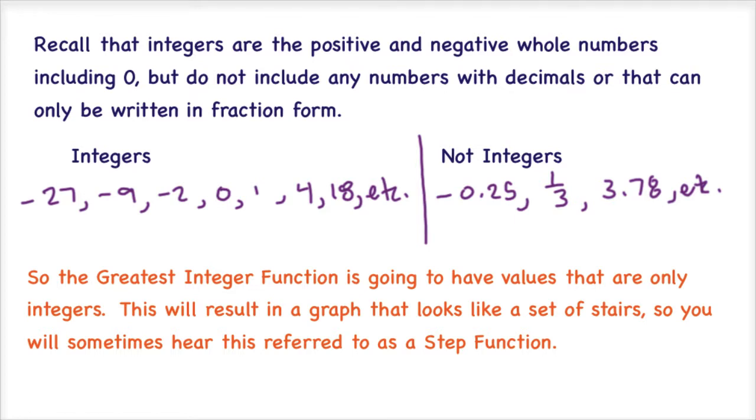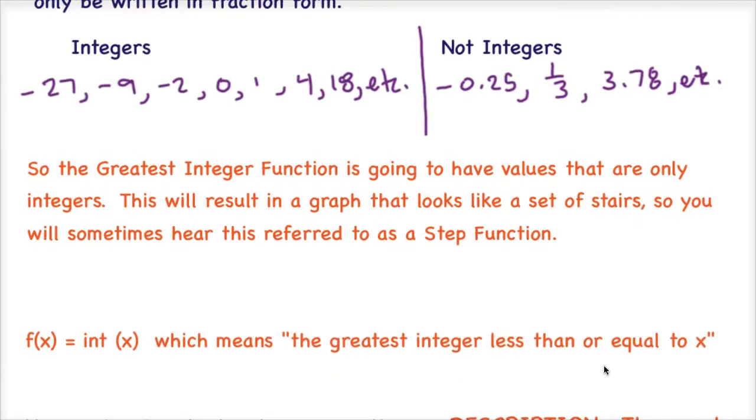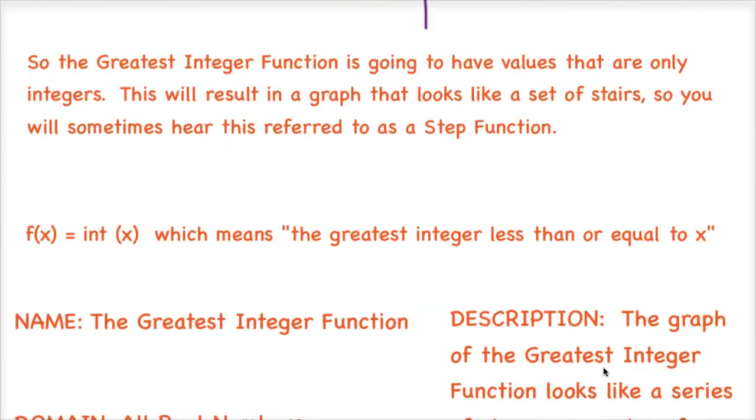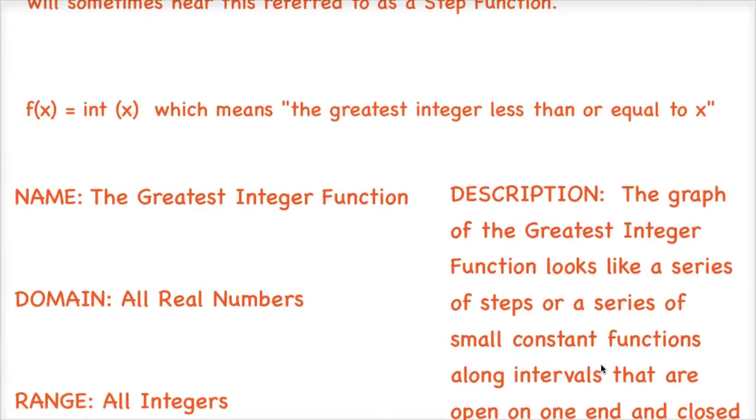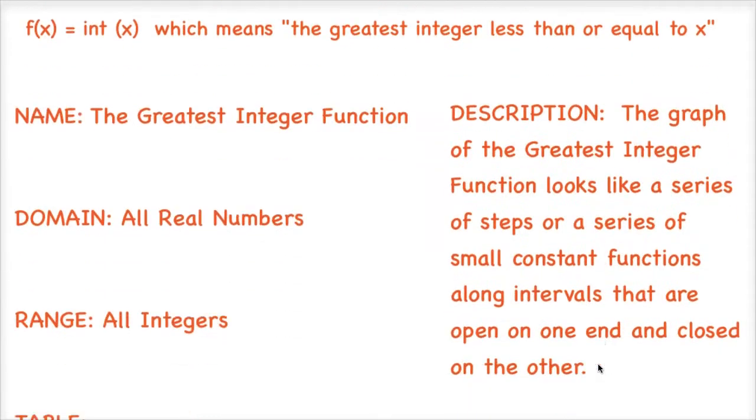Okay, sorry about that. So greatest integer function is going to look like a set of stairs when we draw it out, so that's why it's called a step function sometimes. So let's set up like we have in our packet from the other day, the name of the function, its domain and range, its description, then we'll make a table and we'll graph it.